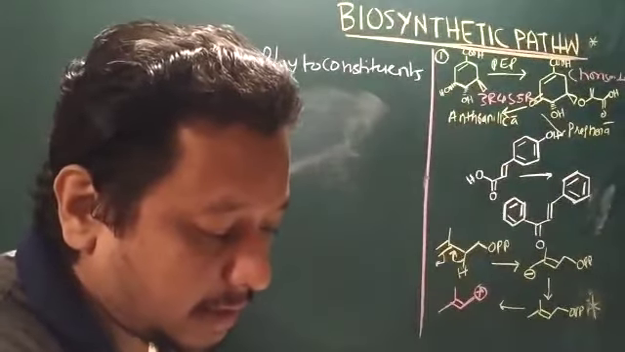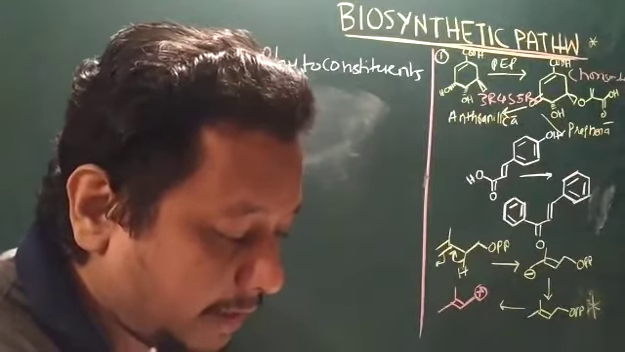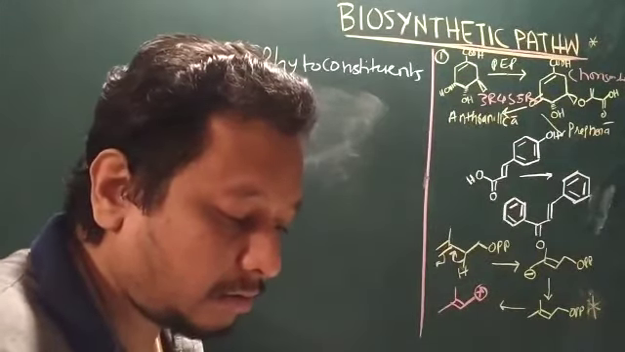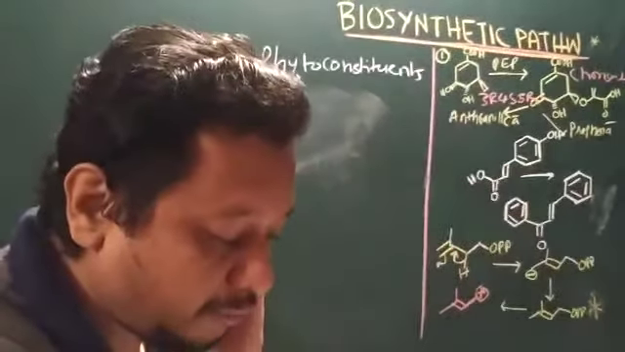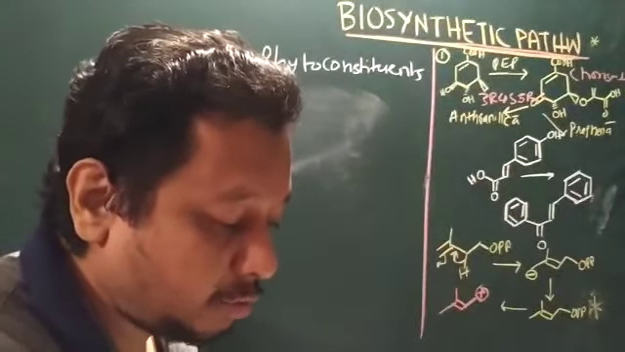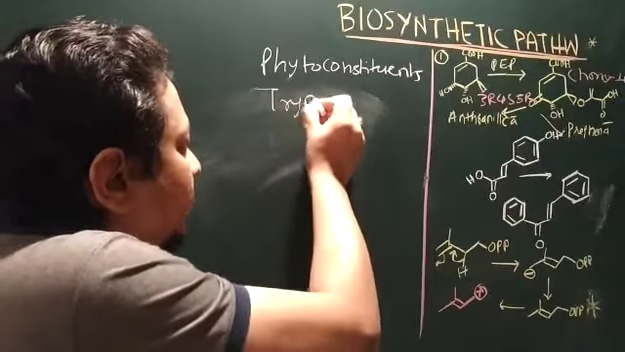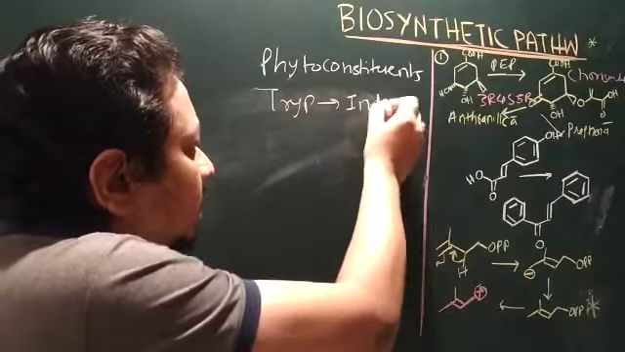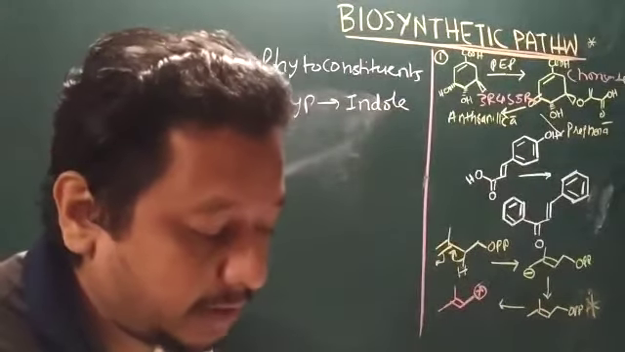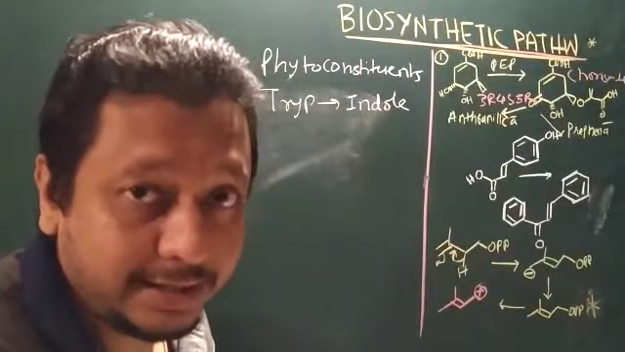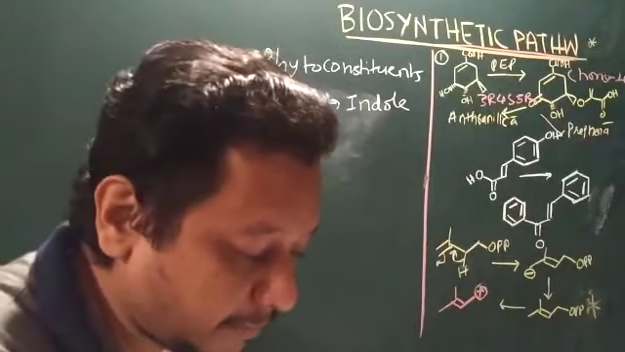Now anthranilic acid always gives rise to various amino acids like tryptophan, okay? From anthranilic acid you get tryptophan, and from tryptophan you get indole alkaloids. Very important. We'll be discussing alkaloids very soon. Indole alkaloids like reserpine, vincristine, strychnine and brucine. Strychnine and brucine are present in Nux vomica, okay?